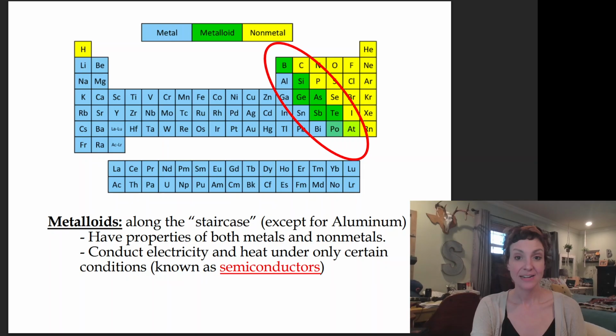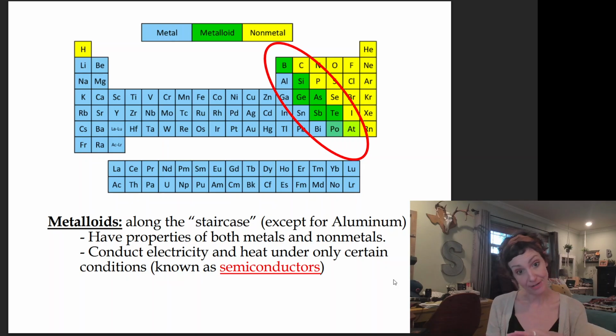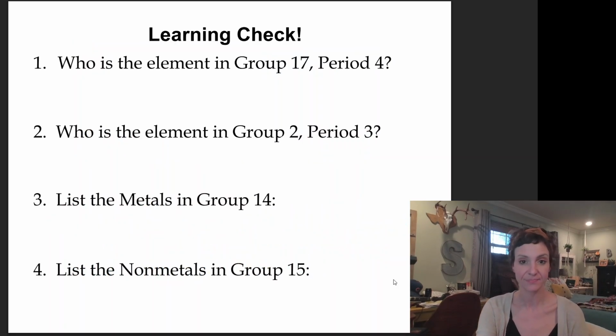Okay, now we got the metalloids. So the metalloids are along that darkened black line staircase, except for aluminum. Aluminum is a true metal. And metalloids have properties of both metals and nonmetals. And as you could expect, they can conduct electricity and heat sometimes, or only under certain conditions. So we call that semiconductors.